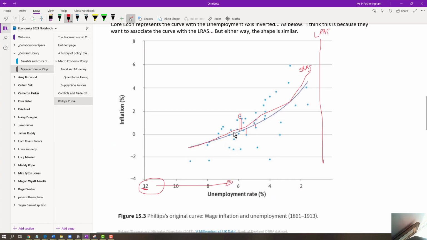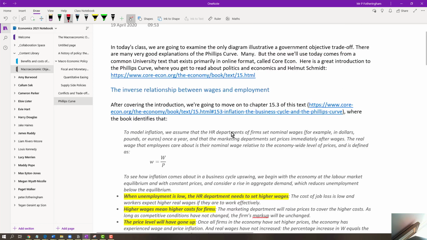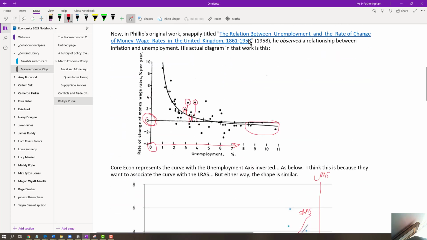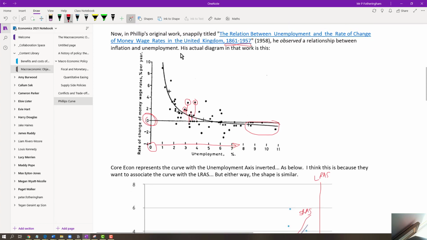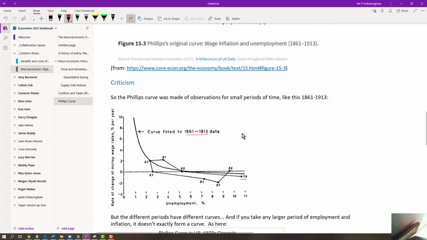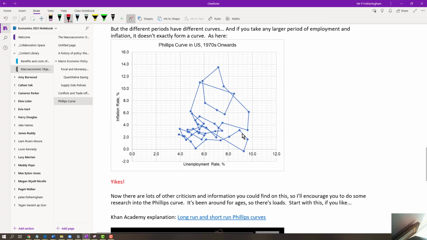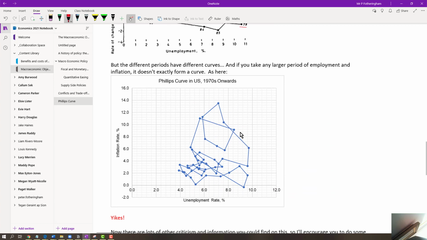And over the period that Phillips examined, so it's 1861 to 1957, where his total data collection points, there are a few anomalies, like, for example, the wars. And so the wars led us into these super periods of very high or very low unemployment. And you could examine that data more thoroughly elsewhere. But if we look at the data more recently, it just doesn't follow the trend anymore.